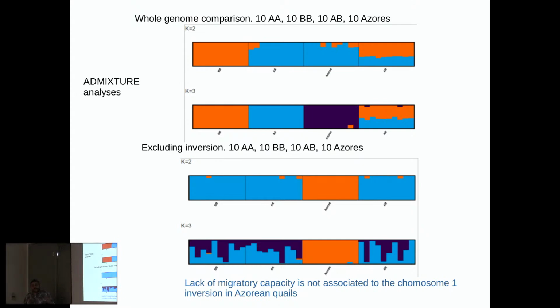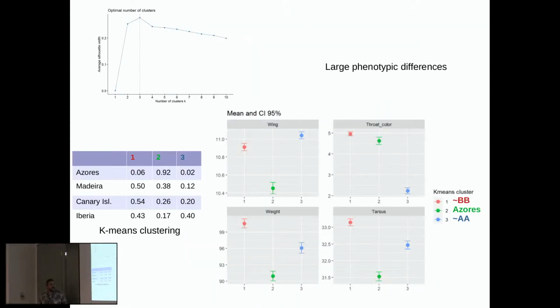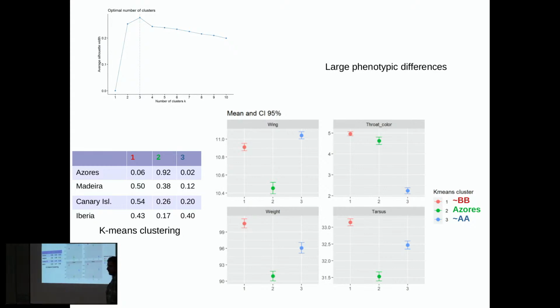So, yes, they are different, but I told you that they were also suggested to be even a different subspecies. Well, we did a clustering analysis, just looking at morphological data, and we saw that the computer was suggesting to make 3 groups of quails, when putting together continental quails and Azores quails, and one of the groups, number 2, was only Azores quails. And of the 3 groups that the computer tended to form, one was very similar to the quails with the inversion, another one to the quails without the inversion, another one only referring to Azores quails.